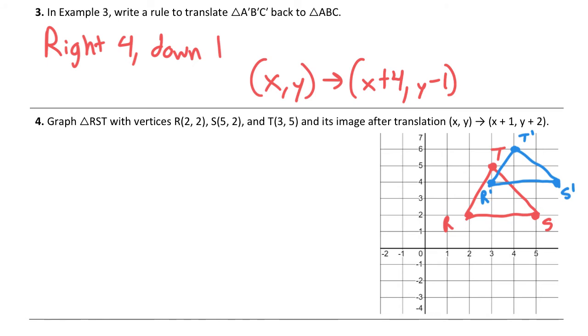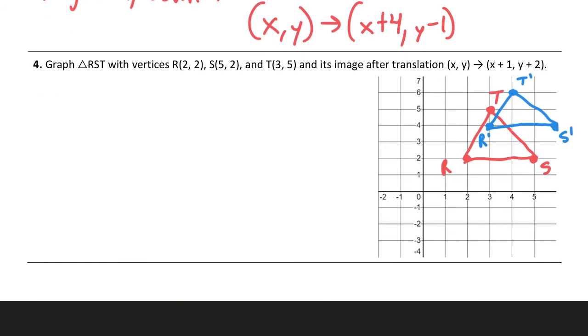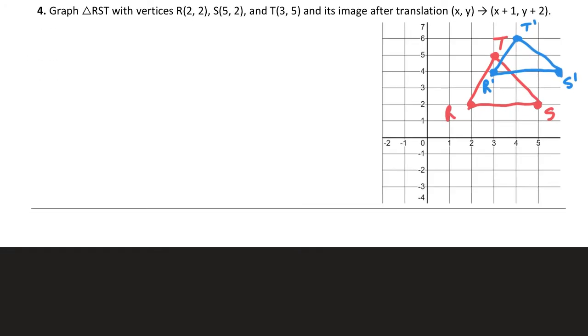And it's important we know how to write that rule and read that rule. And then number 4, graphing the points and shifting them all right 1, up 2, doing that for all the points. And it's important to show R, S, and T, and to label those points so I know, if I'm grading this, what the image is and what the pre-image is.